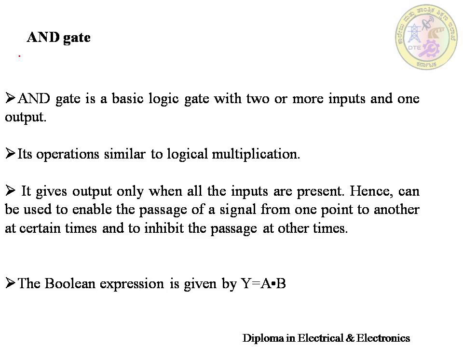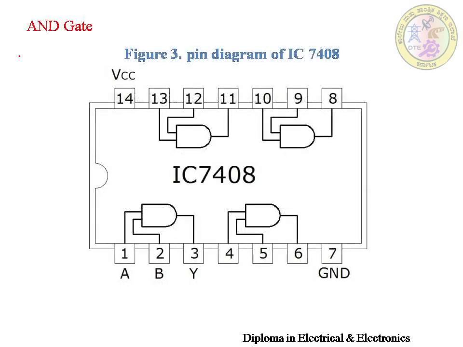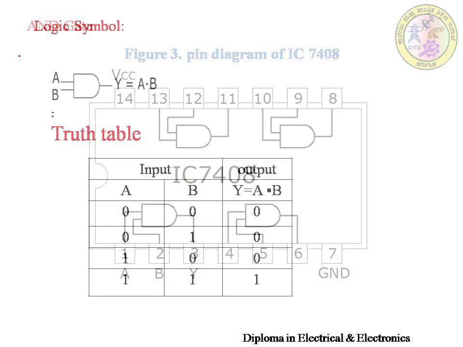The first one is AND gate. AND gate is a basic logic gate which has two or more than two inputs but only one output. The operation of AND gate is similar to logical multiplication. It is a 14-pin IC. IC 7408 is a 14-pin IC in which pin number 7 is connected to ground and pin number 14 is connected to VCC. Pin number 1 and 2 are inputs and pin number 3 is the output.